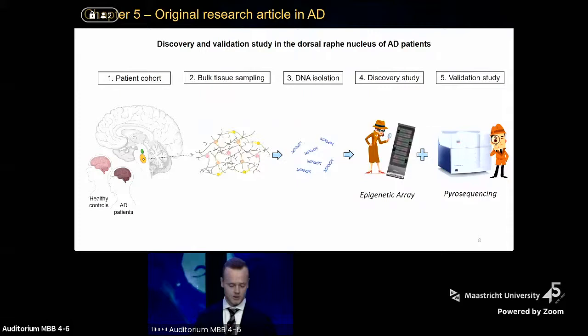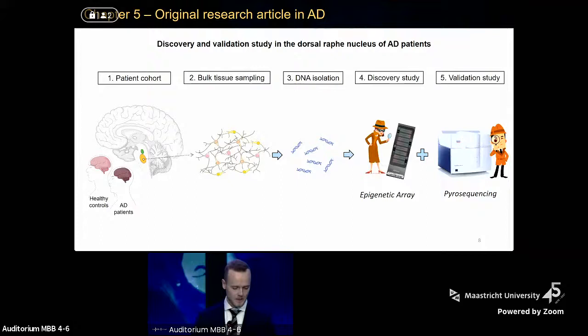DNA was then isolated, and epigenetic modifications were analyzed using a technique that we call epigenetic array. This epigenetic array basically allows us to look at 850,000 possible positions where modifications can be added on top of our DNA, and multiple genes or multiple different instructions simultaneously. During this initial discovery study, we identified multiple genes or multiple instructions to be dysregulated inside the dorsal raphe nucleus of these Alzheimer patients.